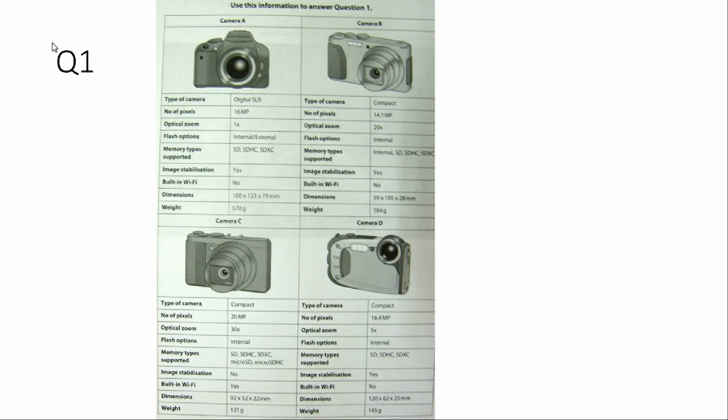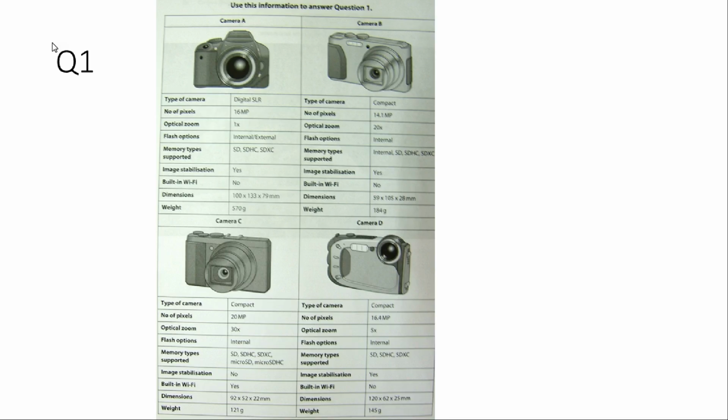I've got 4 types of cameras, so let's have a look at the questions. Chloe wants to buy a new digital camera to use in the theatre. Which one of these has the right resolution? Resolution, we're talking about things like pixels, the amount of pixels per image, and also the quality of that lens as well. So which one has the highest resolution?